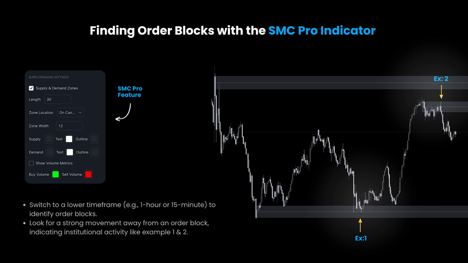that specific zone. So when you figure out your order blocks, you want to switch to a lower time frame such as the 1-hour or the 15-minute, and then look for a strong movement away from an order block indicating institutional activity, like example 1 and example 2. You see how price reacted off of that supply zone, or the bullish order block, in example 1. Price reacted off that order block, and price reacted off of that bearish order block in example number 2. That's exactly what you want to look for: price looking to react off of those zones.